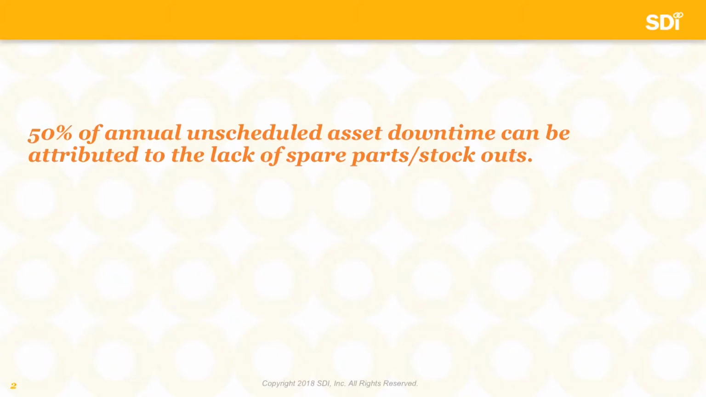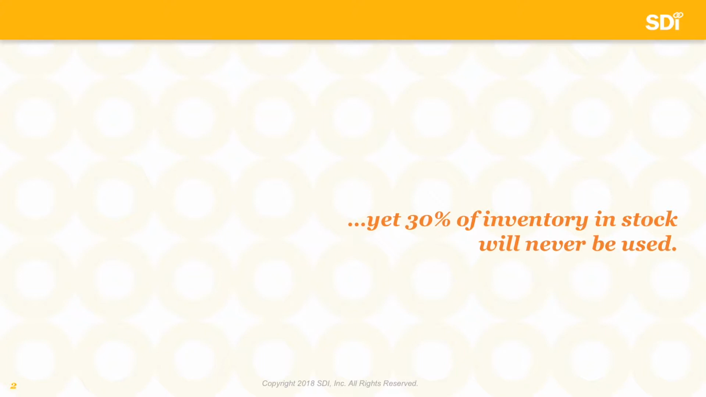The issue with the standard min-max solution is that without constant and consistent review, the risk of stockouts and overstocking of materials is high. Roughly 50% of a plant's annual unscheduled asset downtime can be attributed to the lack of spare parts and stockouts. At the same time, 30% of inventory in stock will never be used.